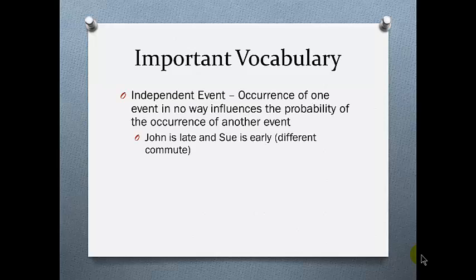Some more vocabulary. When we're talking about events, we have some events that we say are independent events. The occurrence of one event is not going to influence the probability of the next event. And an example of this is if we're looking at two employees. One of them's driving in from the east, one of them's driving in from the west. Different commutes completely. The probability that John is late does not affect the probability of whether or not Sue is early. Those two events are completely unrelated. They are independent events. One does not influence the other.